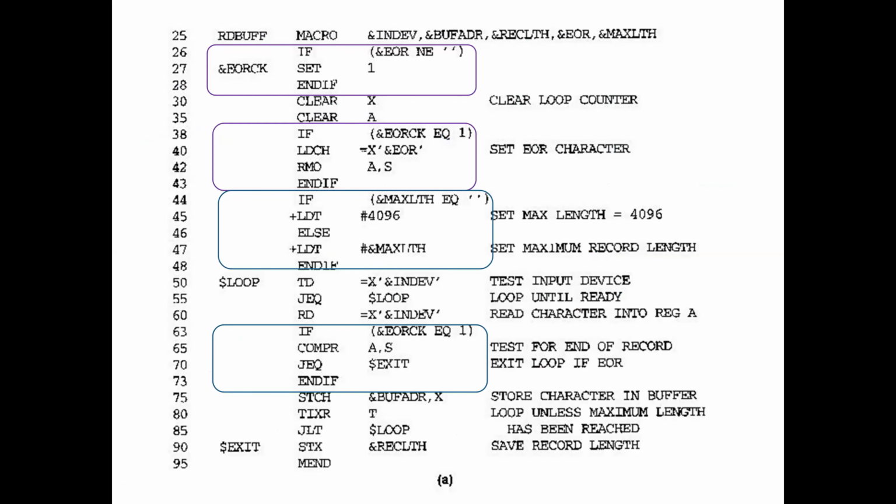Okay, so consider this case. Here a macro RDBUF is being defined. Now this is a very simple program, so don't panic seeing a bigger one. It starts with the macro definition: you have the RDBUF macro followed by the parameters. So these are the parameters in the macro, and this is the entire body of the macro. Here you can see the end of the macro denoted as MEND.